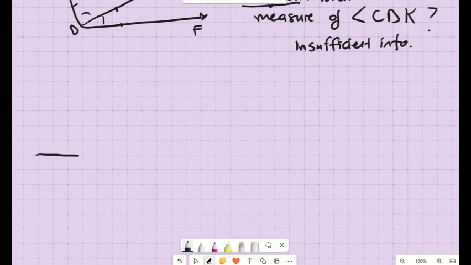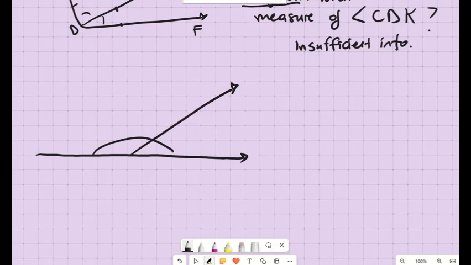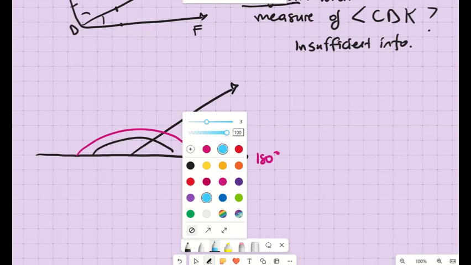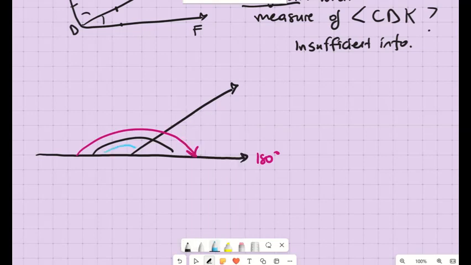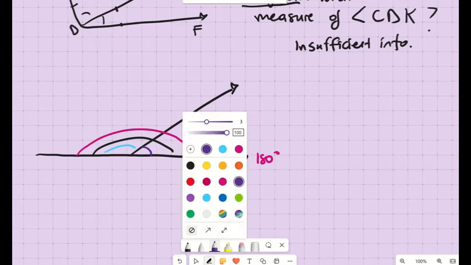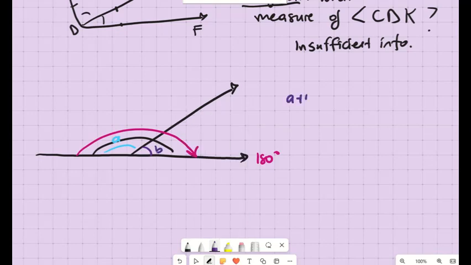Now, let's look at the supplementary angles. What do I mean when I am talking about supplementary angles? Supplementary angles are two angles, or three angles can be also, that are completing each other to 180 degrees. So angle, let's say this one will be A and this one will be B. So A plus B has to be 180, and these are called supplementary angles.